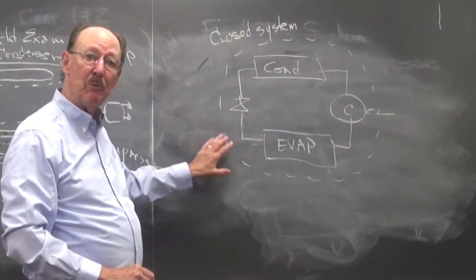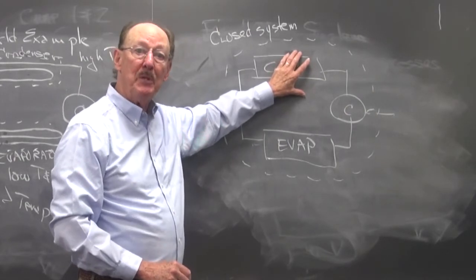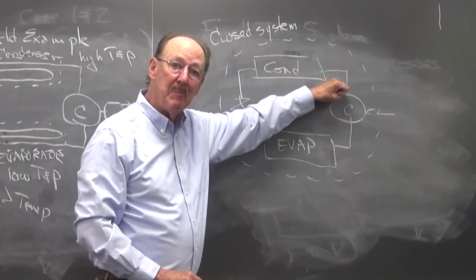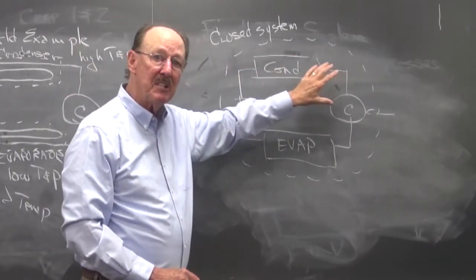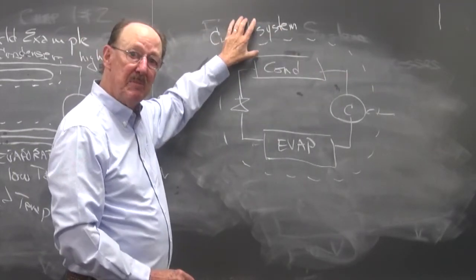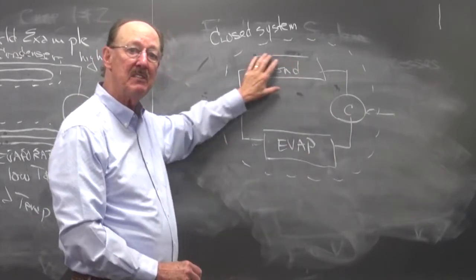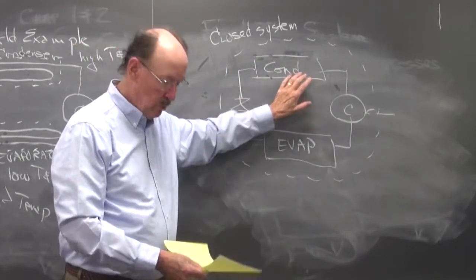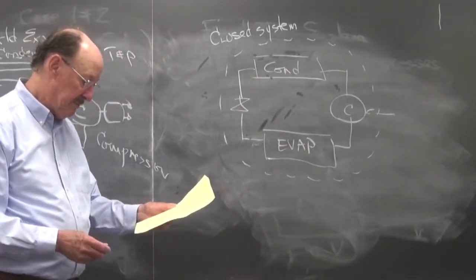It circulates around. If I just looked at the condenser, it would be an open system because I have refrigerant coming in as a gas and leaving as a liquid. So that's an open system, but this closed system is made up of open system components. The mass stays constant. So this is a real world example of what a cycle is.